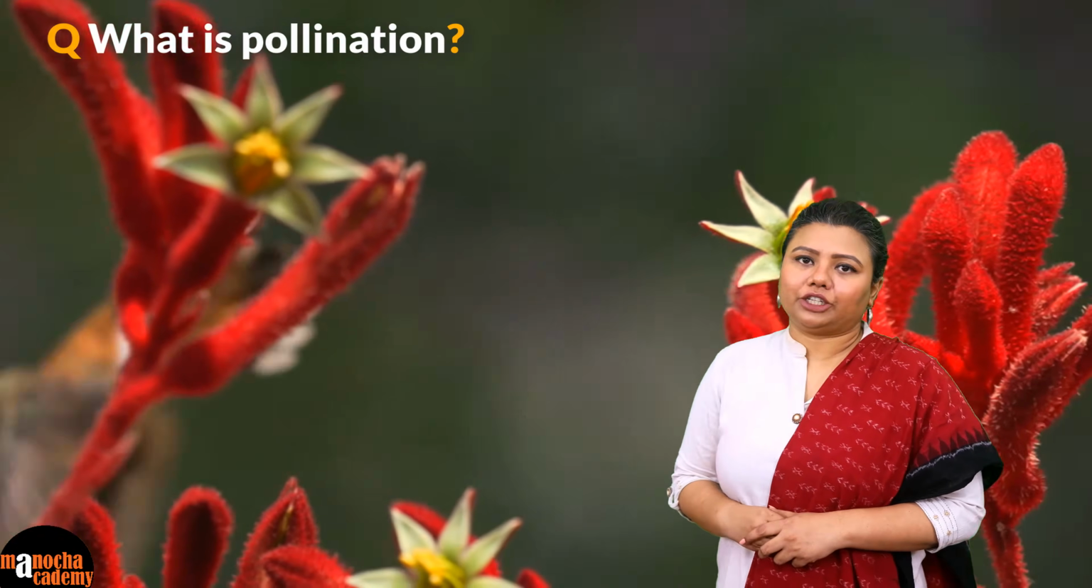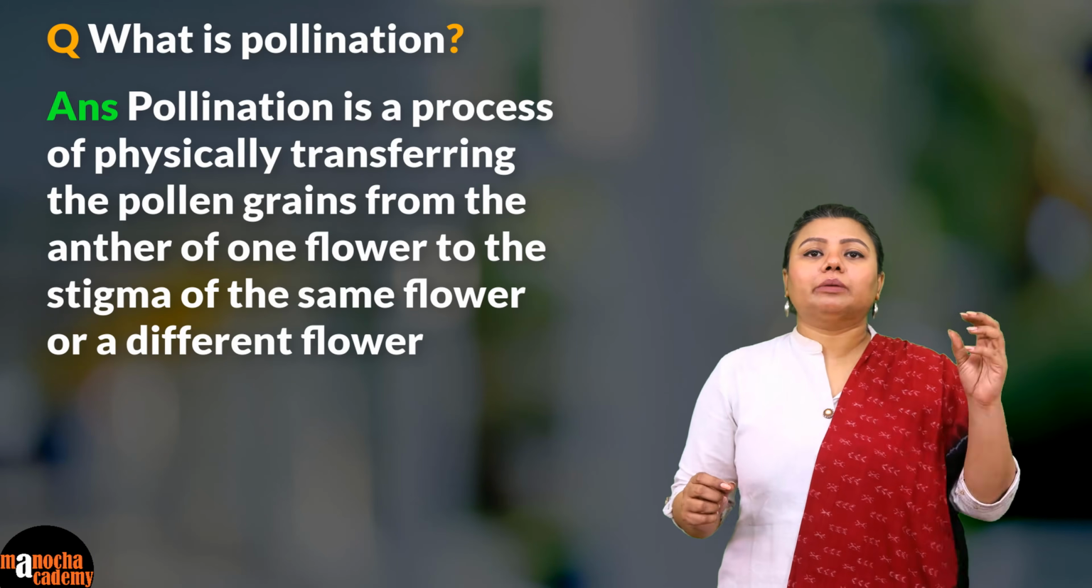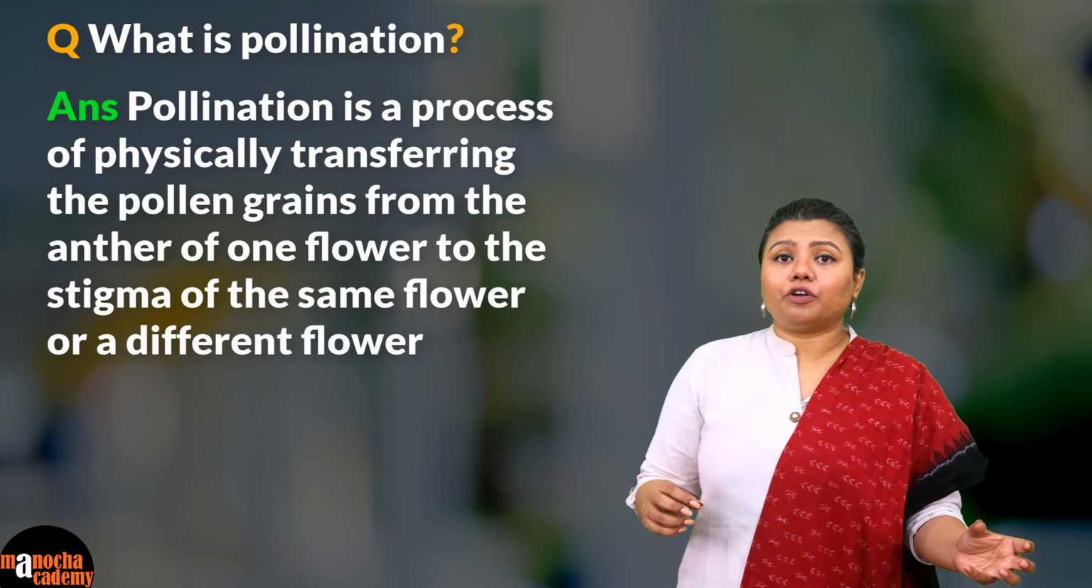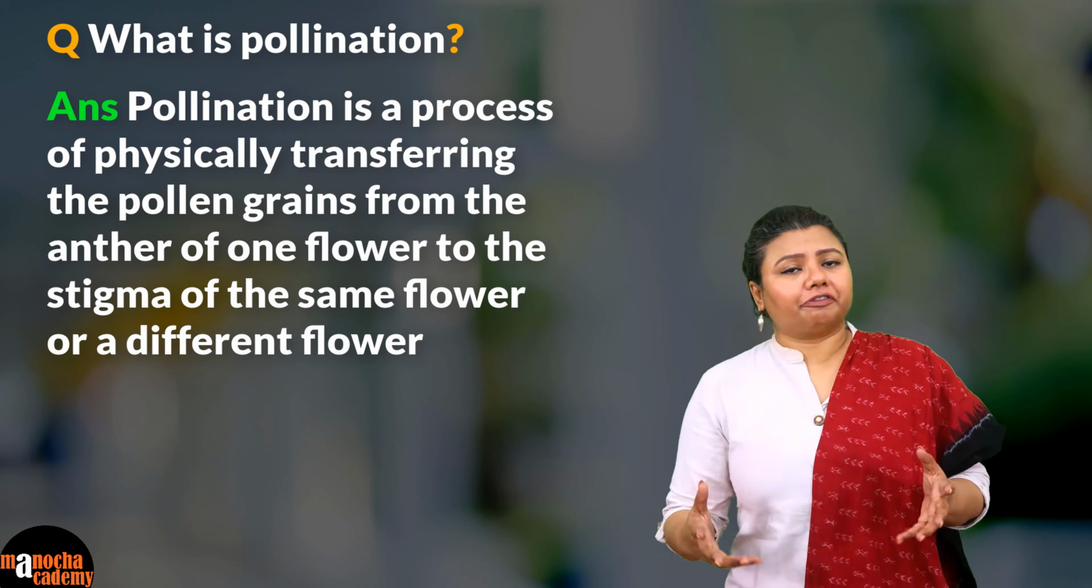So what is pollination? Pollination is a process of physically transferring the pollen grains from the anther of one flower to the stigma of the same flower or a different flower. And this is essential so that the male gamete produced inside the pollen grain can meet the female gamete which is present inside the ovary.